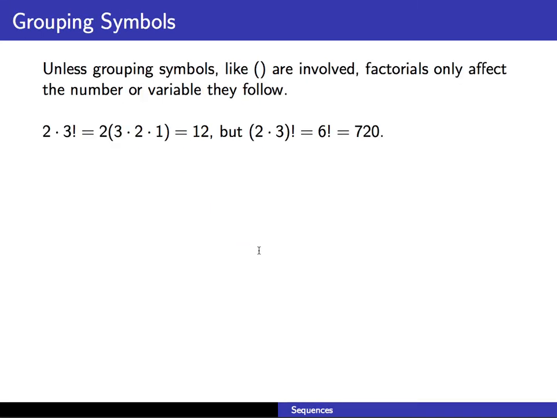Unless grouping symbols like parentheses are involved, factorials are only going to affect the number or the variable that they follow. For instance, 2 times 3 factorial is 12, but 2 times 3 in parentheses factorial is 720.